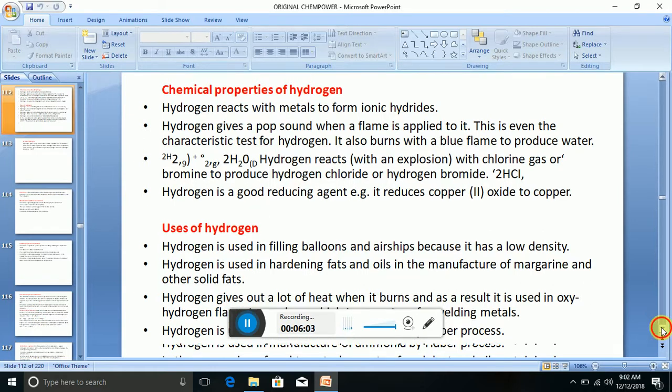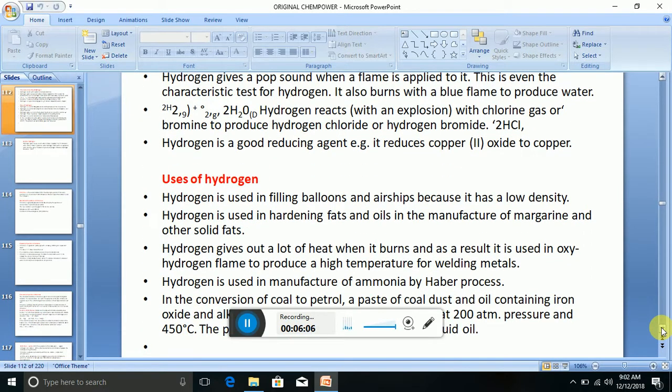Uses of hydrogen. Hydrogen is used in filling balloons and airships because it has a low density. Hydrogen is used in hardening fats and oil in the manufacture of margarine and other solid fats. Hydrogen gives out a lot of heat when it burns, and as a result, is used in the oxyhydrogen flame to produce a high temperature for welding metals.